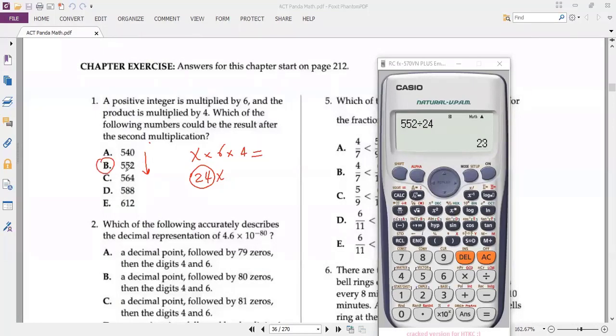Because if we divide it, 552 divided by 24, the answer is 23. Okay, this is clear. Also, we can know what exactly x was, 6. But the question asks about the number after multiplying by 6 times 4, x times 6 times 4. Now we will go to the second question.